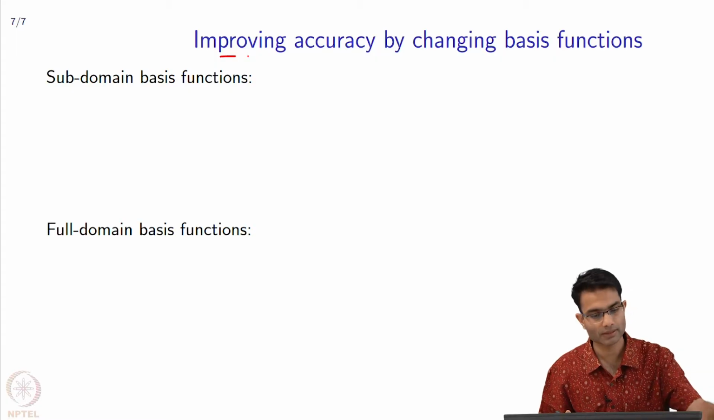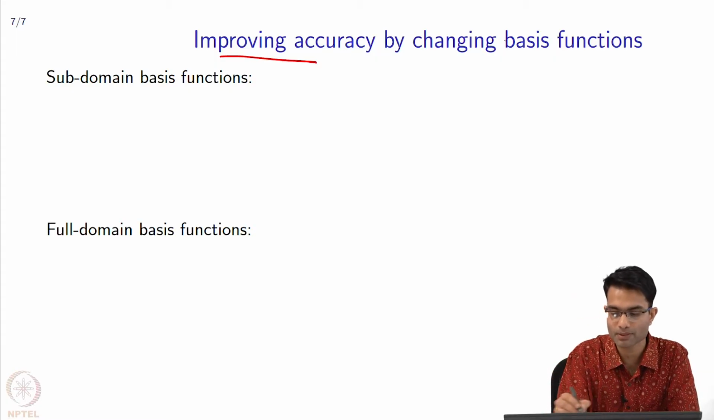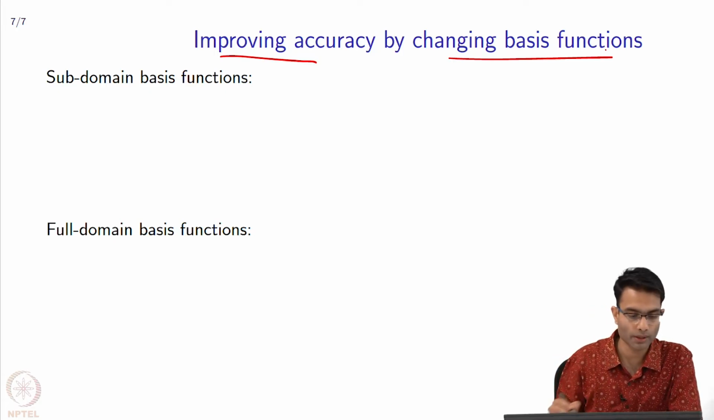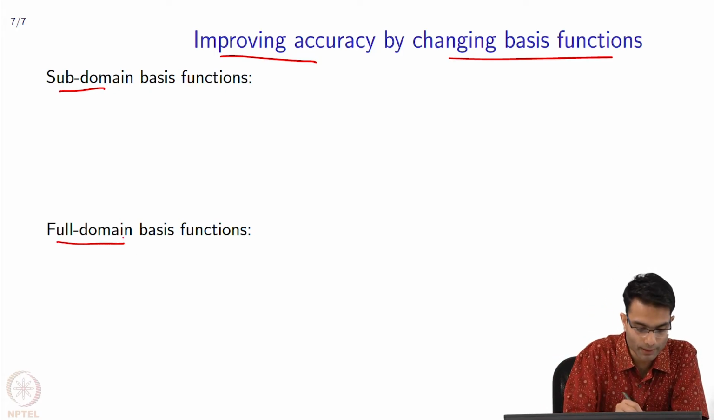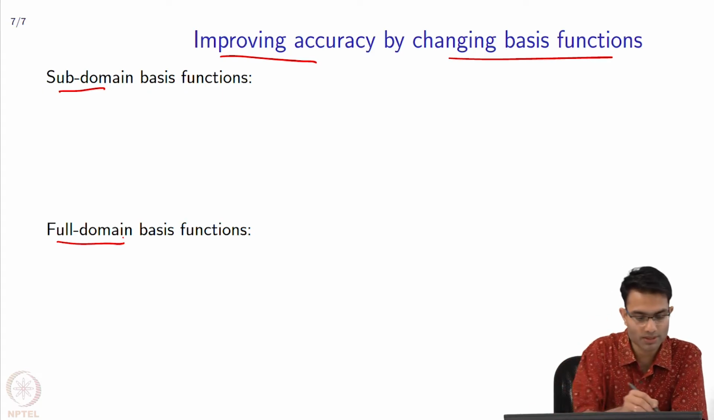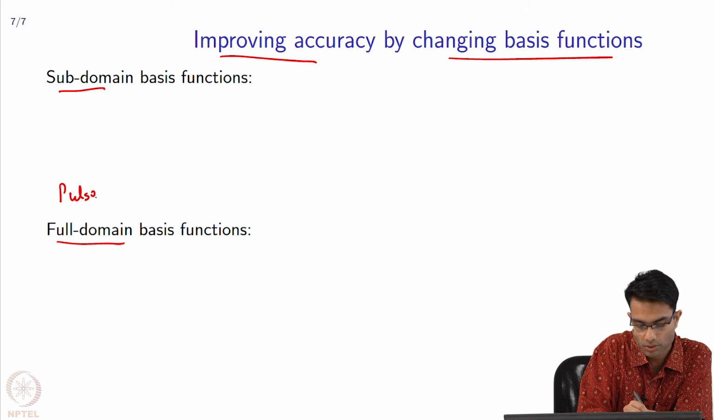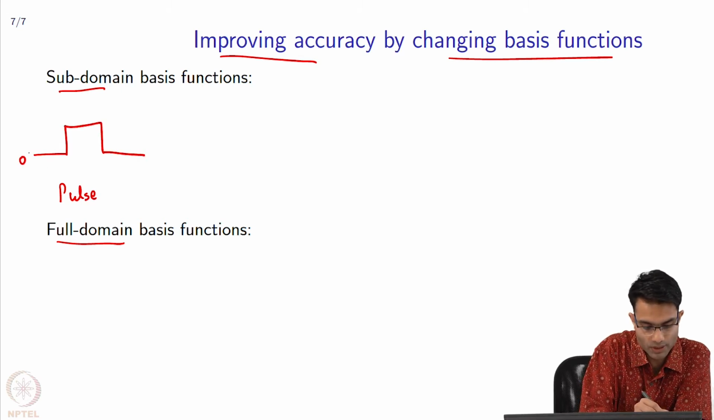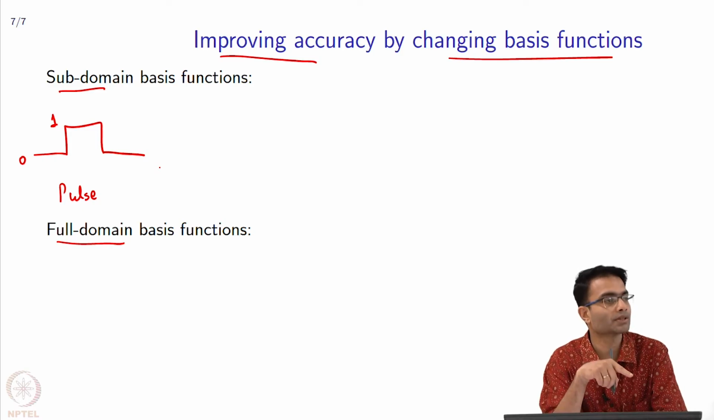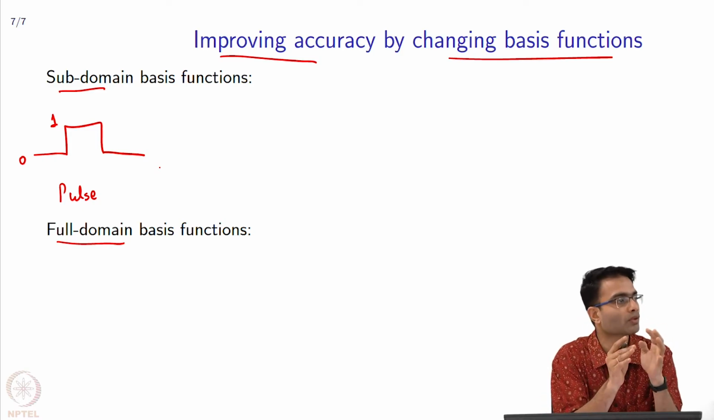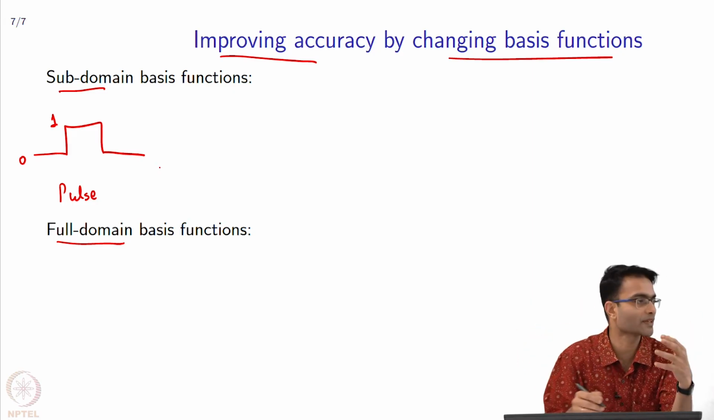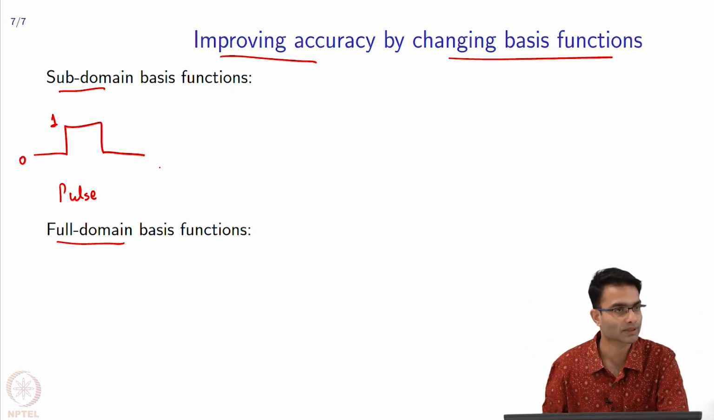So that brings us to the final discussion on improving accuracy by changing the basis functions. When we talk about basis functions, there are broadly two classes: one is called subdomain and the other is called full domain. So what does this mean? The pulse function, which you already saw, is 0 over here and 1 over here. So this basis function is non-zero only in a subdomain of the entire domain. It is not non-zero everywhere. The word is self-explanatory, that is why this is called a subdomain basis function.